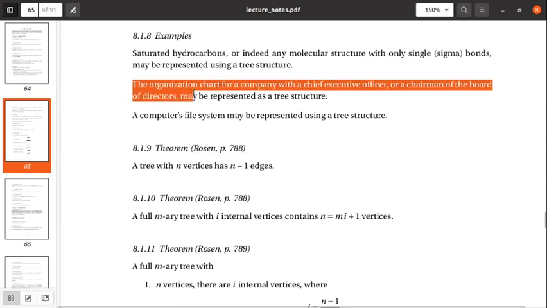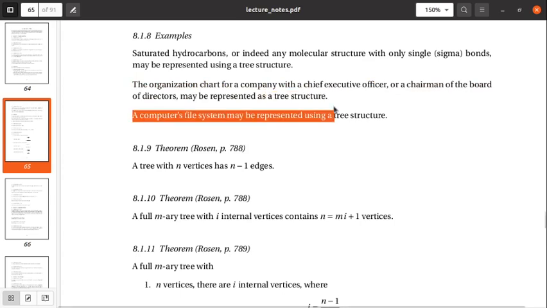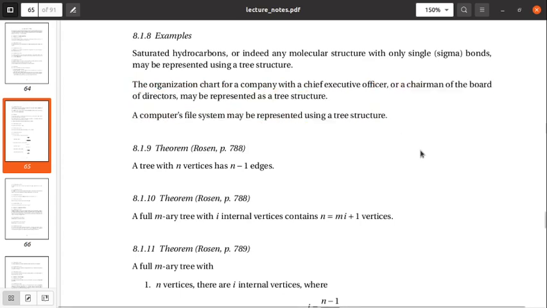Okay. So the organization chart for a company with a chief executive officer or chairman of the board of directors may be represented as a tree structure. And then another example, a computer's file system may also be represented as a tree structure. We've discussed that before.